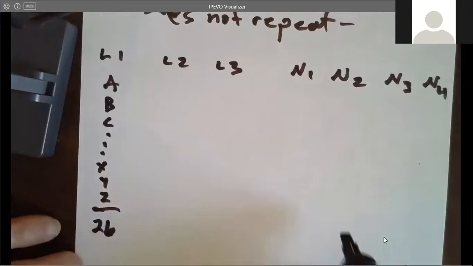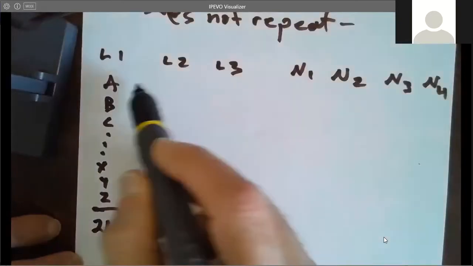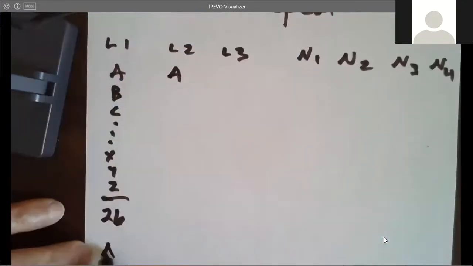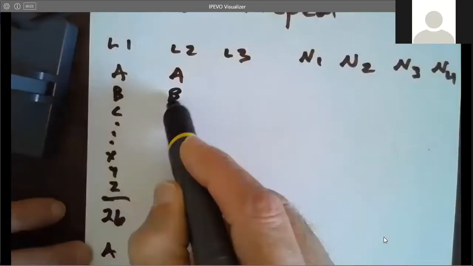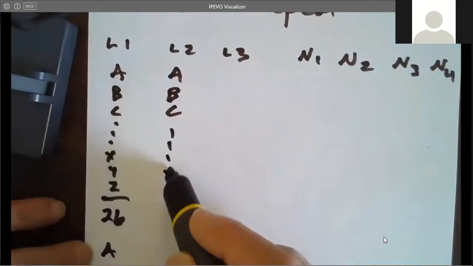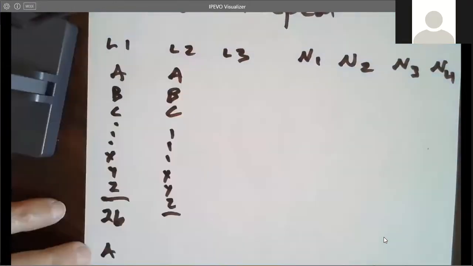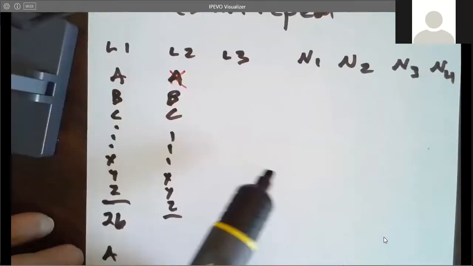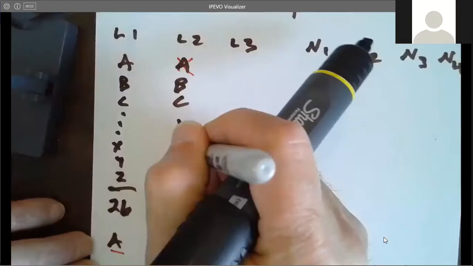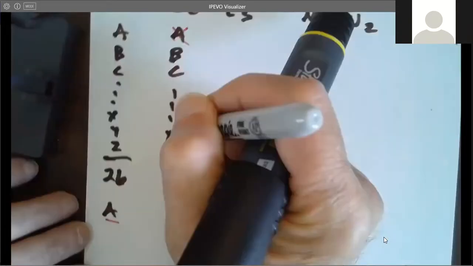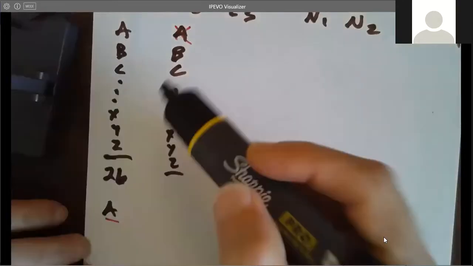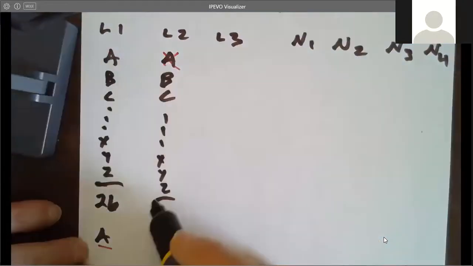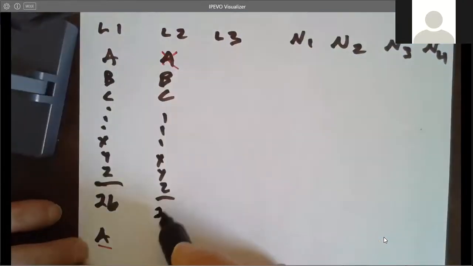Well, there's 26, right? So if one letter, let's say we chose A for the first letter. A, B, C, all the way to X, Y, Z. So if A is chosen, then we can't use A in the next letter because you can't repeat. So that means there's 1 less. So instead of 26 letters, now there's only 25.